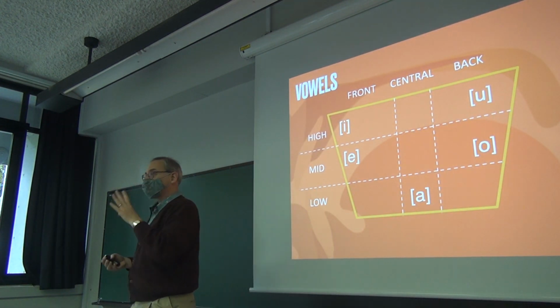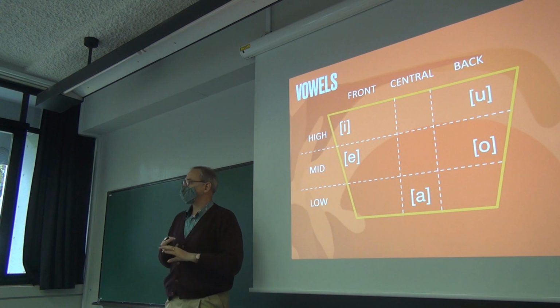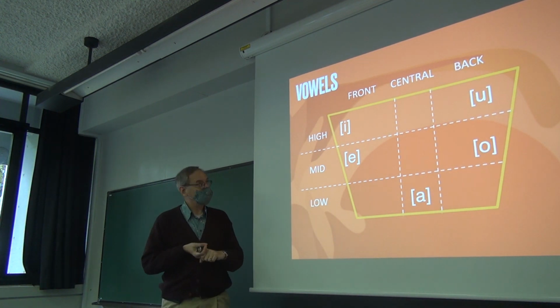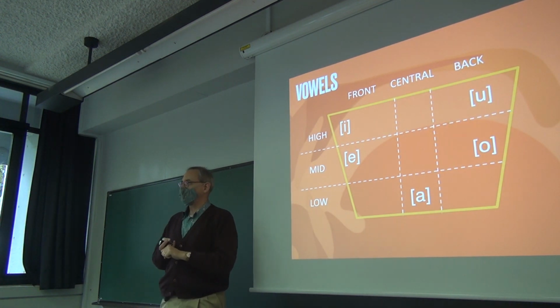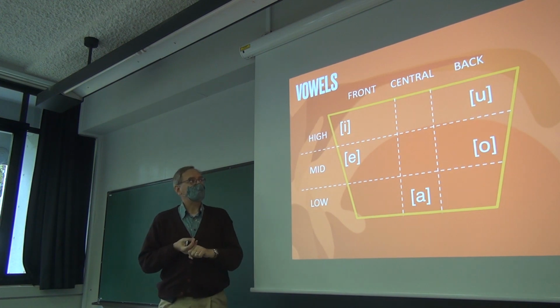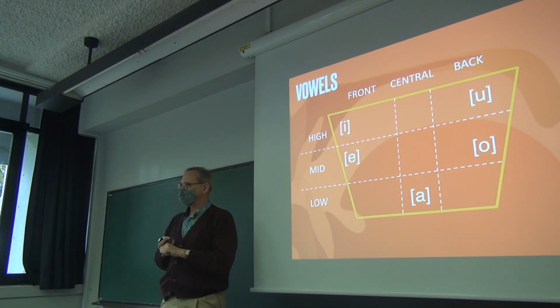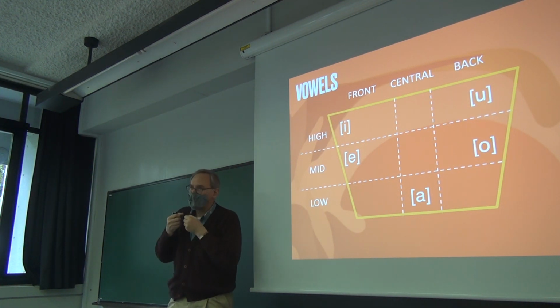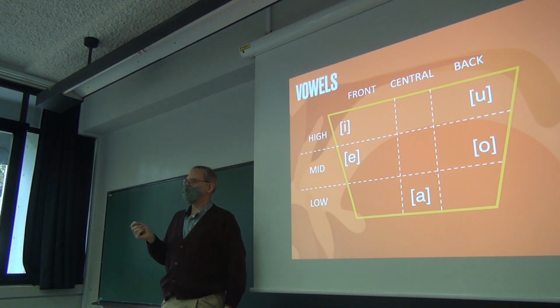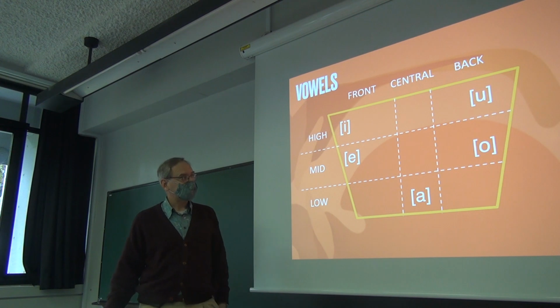But there's an additional difference that is not important in Japanese pronunciation that is important in English pronunciation. And that difference is called tenseness: whether the muscles of the tongue and the throat are tense or relaxed. And we'll see that that difference distinguishes some of the vowels.